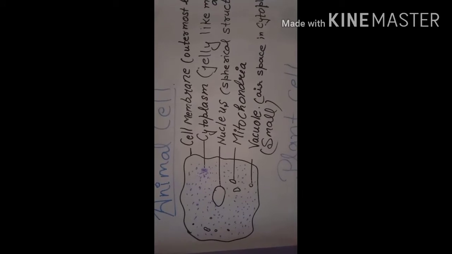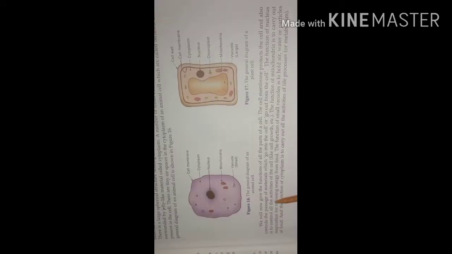Now let's move towards the function of all the parts of the cell. What is the function of the cell membrane, cytoplasm, vacuoles? The cell membrane protects the cell and also controls the passage of material which goes into the cell. It means the things that go into the cell or come out from the cell are controlled by the cell membrane.